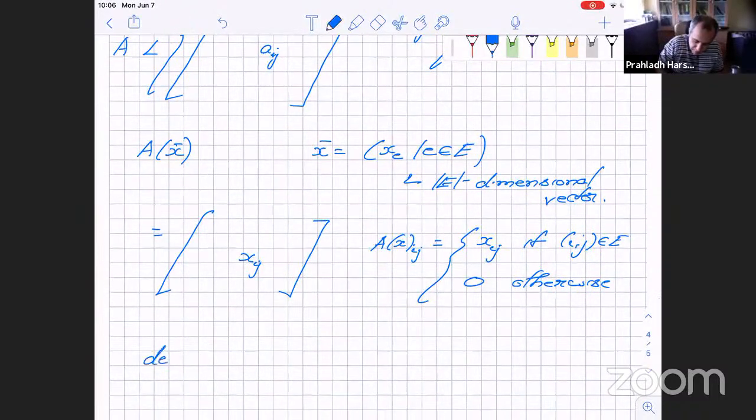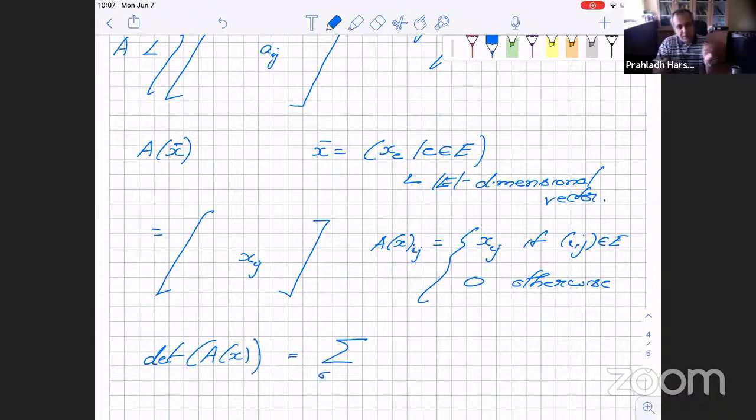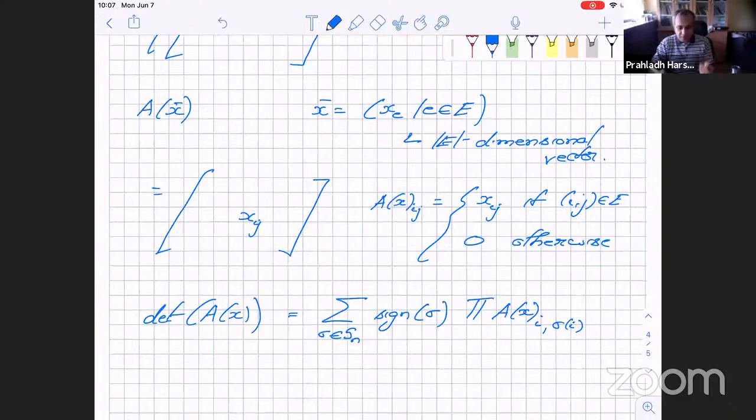Now this is a matrix I'm going to look at. Let's look at the determinant of A(X). What is the determinant of A(X)? By definition, you have seen the definition of determinant. You go over all permutations sigma in Sn, it's the sign of sigma times the product of A(X) i comma sigma(i). This is true for any matrix. This is how a determinant is defined.